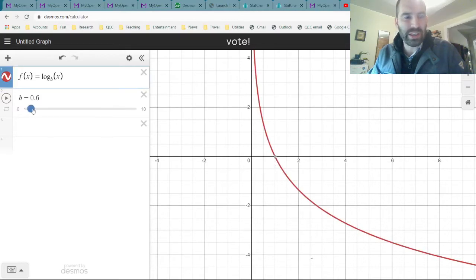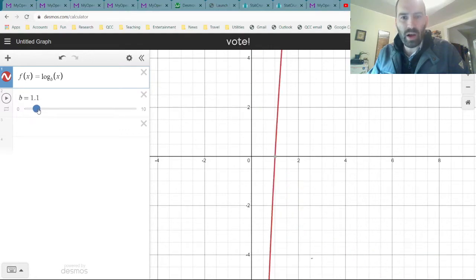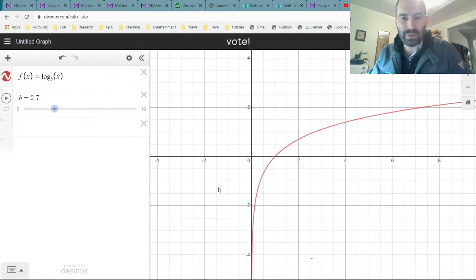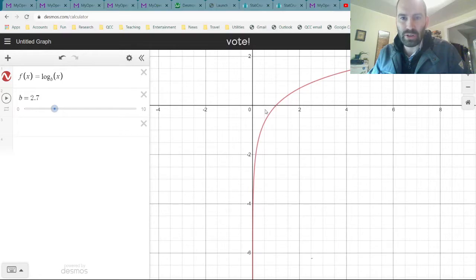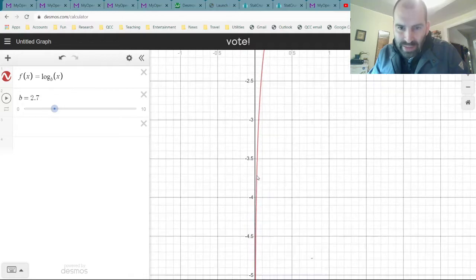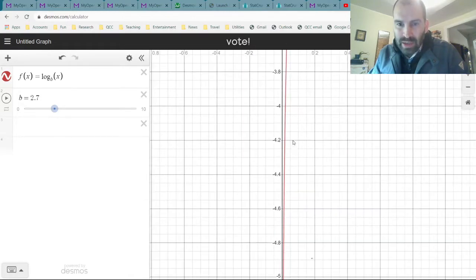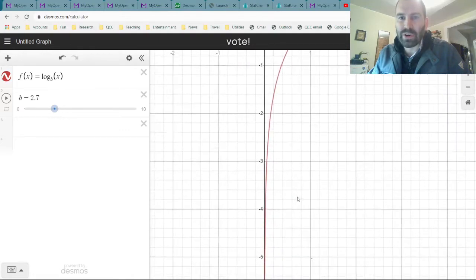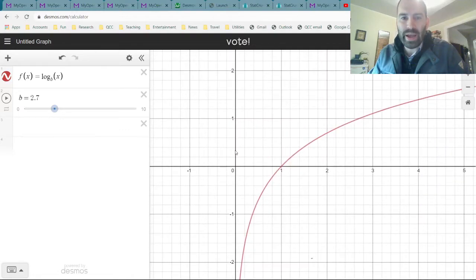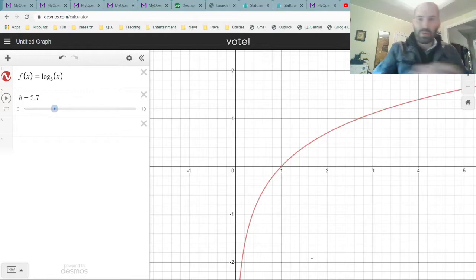What else are we seeing here? We're seeing that all of these graphs have a vertical asymptote. Notice that they approach the y-axis. They get closer and closer to the y-axis. They never get there, though. If I zoom in, I'll see it never actually gets to the y-axis. But that makes the y-axis a vertical asymptote. The y-axis is the line x equals 0. Okay? So let's just make note of these observations.